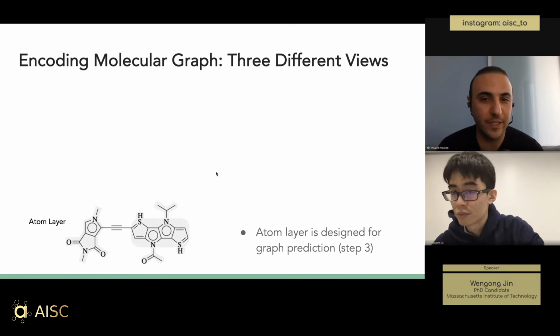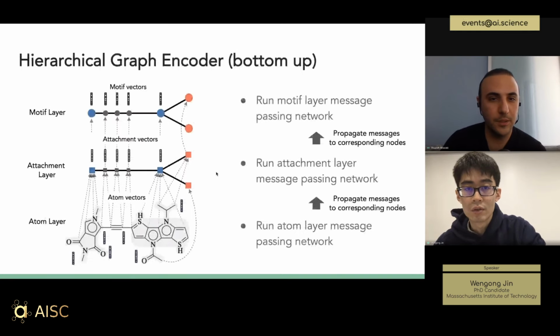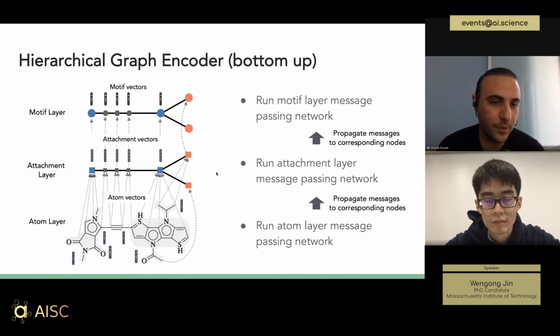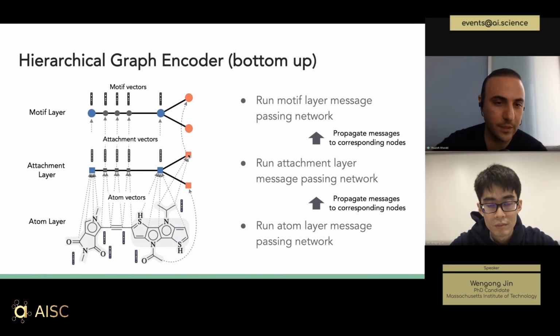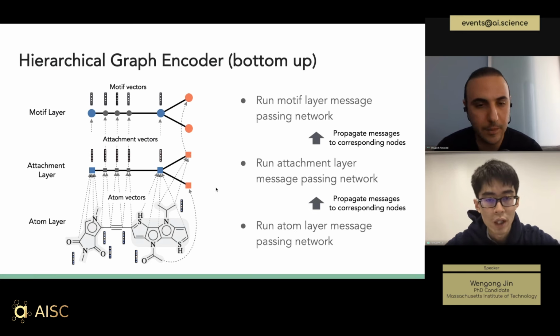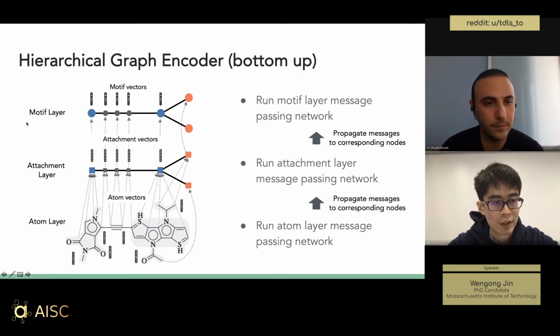It's a hierarchical graph encoder, bottom up structure. For better understanding of the audience, could you explain how the nodes and edges work in this process, since you're transferring information and the structure is a graph structure? Sure. Just to recall, this is the motif layer. Each node is a motif. This is the attachment layer, and this is the atom layer. There are different types of edges.